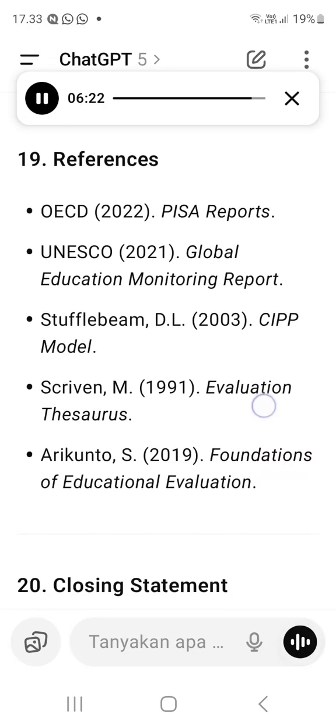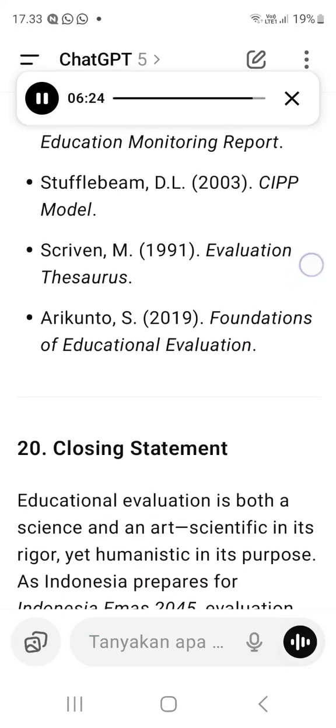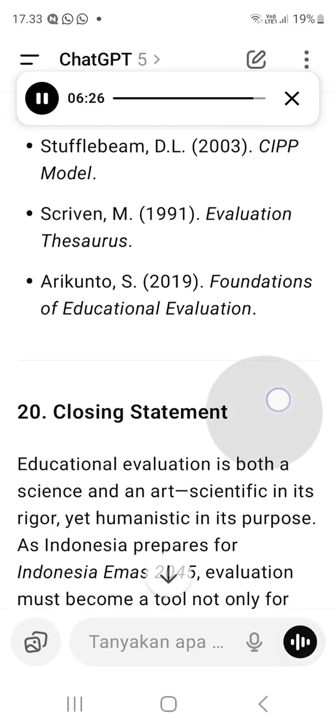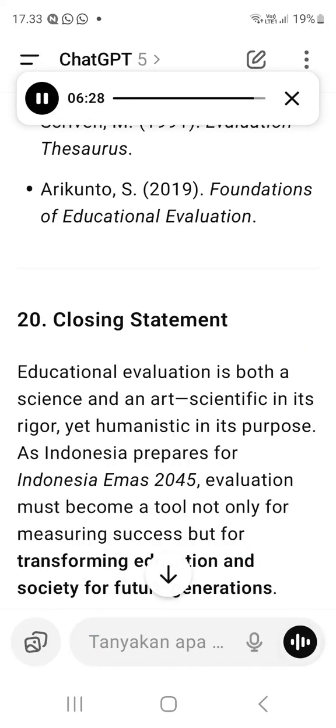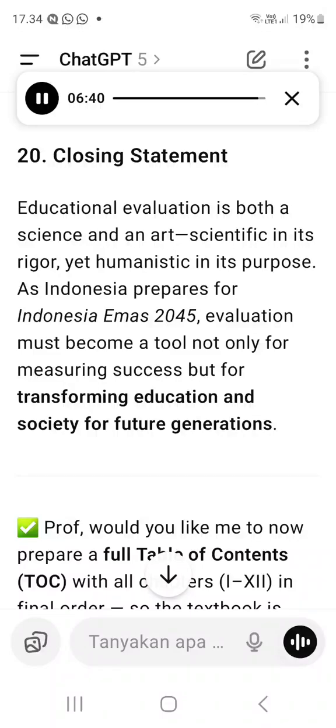Donovan. Closing statement. Educational evaluation is both a science and an art, scientific in its rigor, yet humanistic in its purpose. As Indonesia prepares for Indonesia Emas 2045, evaluation must become a tool not only for measuring success, but for transforming education and society for future generations.